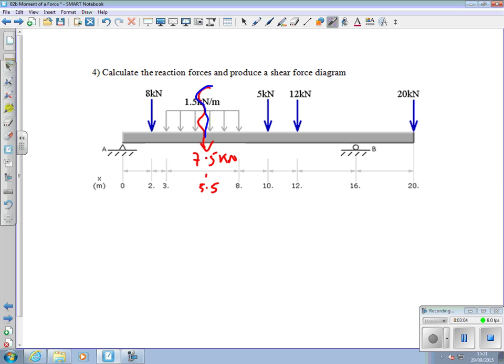So now I can treat this UDL as a point force of 7.5 kilonewtons acting at 5.5 metres from that pivot, or whatever it is from that pivot there. So I'd have to work out that distance. And then I can use exactly the same formula as I did before, whichever convention you decide to use.